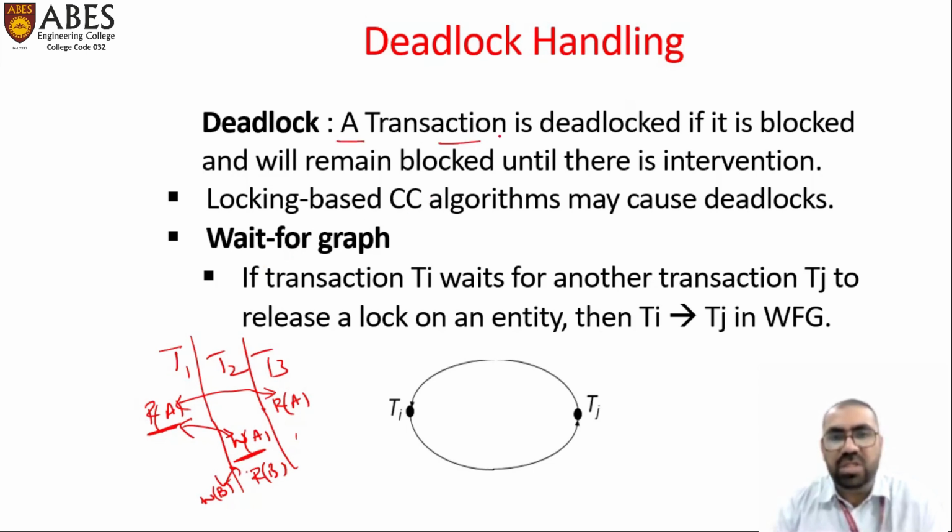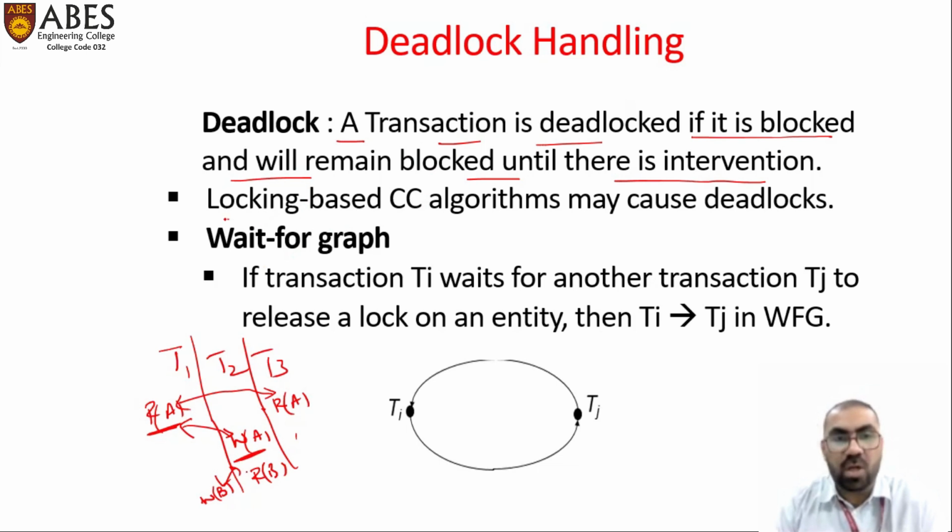A transaction is in a deadlock if it is blocked and will remain blocked until there is an intervention. And for what is it blocked? For a data item, the same data item. Now, how do we see this?